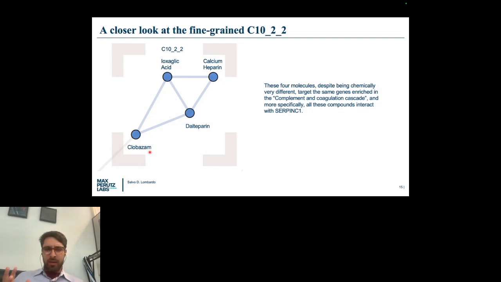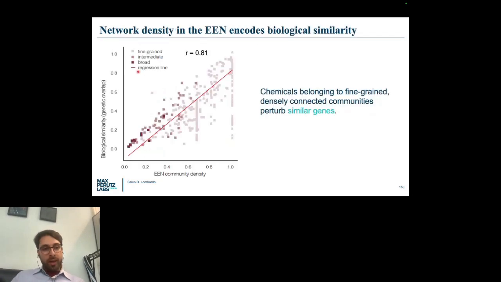So this was just to say that it seems that the fine-grained communities are able to capture some similar biological activity. And this is not so unexpected, because we build these networks based on the shared genetic perturbation. Now we wanted to test whether that was the case for all communities. So we had taken all the communities, whether they were broad, intermediate, or fine-grained, and we have plotted here their, let's say, biological similarity, which was basically a genetic overlap calculated through the Jaccard index, against the community density, so the network density within each of these communities.